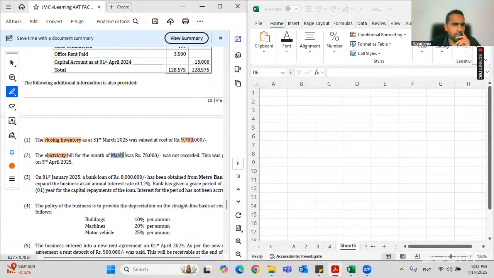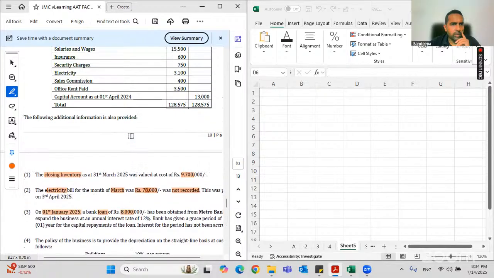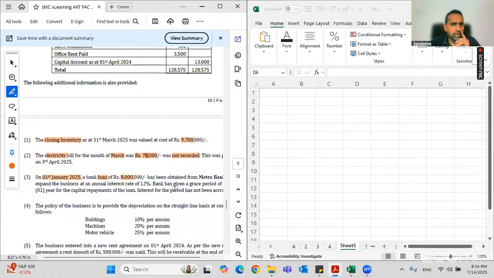Electricity for the month of March, 78, was not recorded. This was paid on 3rd of April. On 1st of January, a bank loan of 8 million has been obtained, right? From Metro Bank to expand the business at an annual interest rate of 12%.